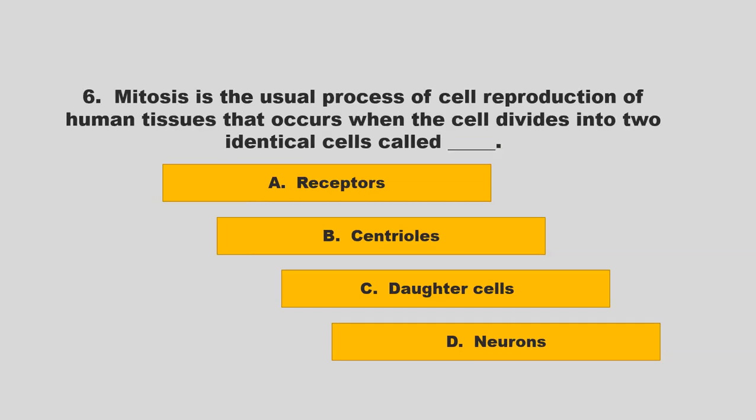Mitosis is the usual process of cell reproduction of human tissues that occurs when the cell divides into two identical cells called receptors, centrioles, daughter cells, neurons. If you chose C, daughter cells, you are correct.